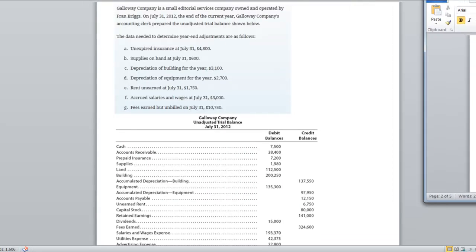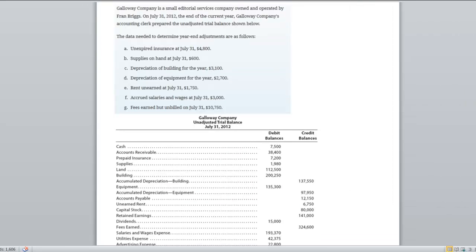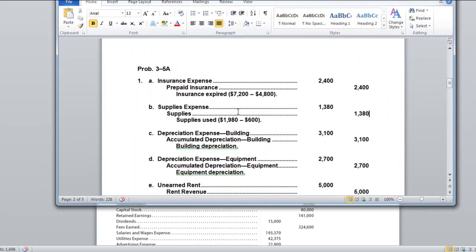which is $4,800. Okay, it says supplies on hand at July 31st, $600. Let's take a look down here. Supplies, $1,980. That's currently what we're showing. But when we took a look, we only have $600 left, right? Well, the difference between those two, if we had 1,980 throughout the accounting period and we're left with only 600, that means that the difference of 1,380 right here is the amount that we used. So we record an increase to our expense with a debit and a decrease to supplies with a credit. So that's a reduction to the asset with a credit.